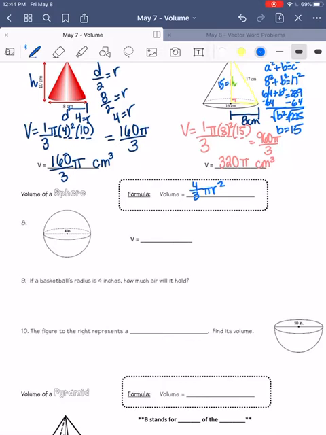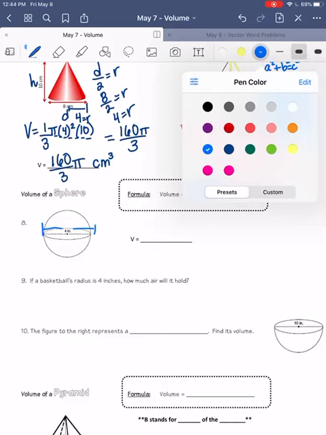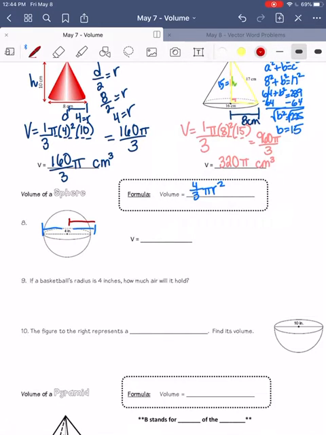You just need the radius. That's really all you need. In this first picture, I do believe that 4 is the diameter. So I think the 4 goes for this whole thing. So we only want the radius. So we're going to do 4 divided by 2, which will give me 2 inches.